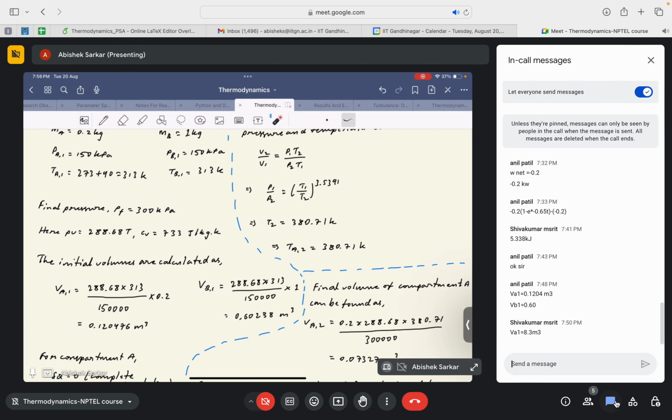Let me check the answers. Yeah, exactly. So thanks, Anil. Volumes were correct. And I think the only mistake Siva Kumar might have made was that he might not have changed either the temperatures into the Kelvin scale or the pressure from kilopascal into pascal. Okay, that just might have been the difference. Otherwise, it seems correct. And I think it's more towards the temperature part.